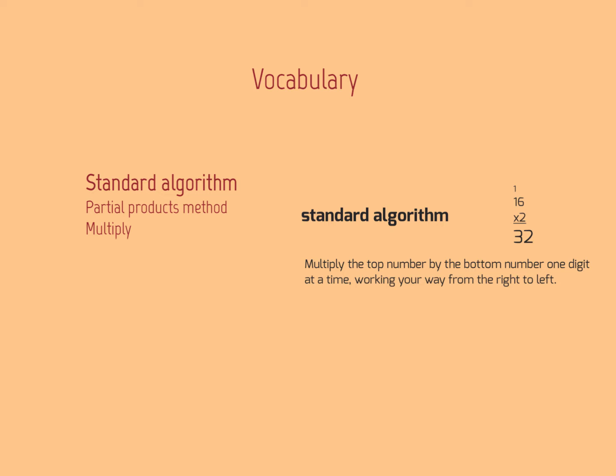Standard algorithm is to multiply the top number by the bottom number 1 digit at a time, working your way from right to left. So for 16 times 32, you start in the ones place, which is furthest to the right, and you do 6 times 2, which is 12. So you put the 2 and then carry the 1 or the 10, and then you do 2 times 1 or 2 times 10, which is 20 plus 10, 30. So 16 times 2 is 32.